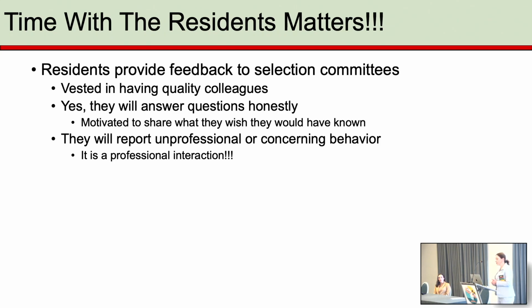Yeah, and residents will be honest with you. They will tell you positives and negatives. They want the individuals they're talking to to know what they didn't know before they came to the program. When they were in your shoes, what did they wish they would have known? So they will be very honest with you, and you can ask very honest questions with them.